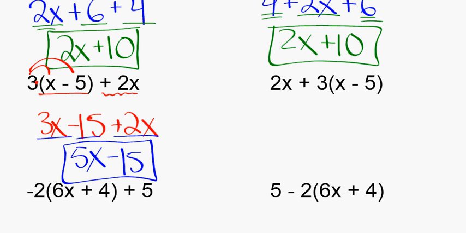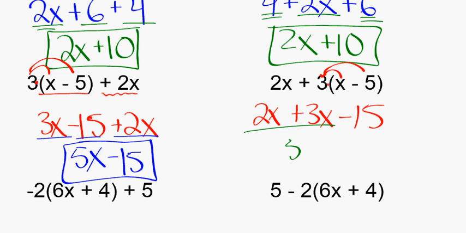So in the other example, you're going to follow the same process. Go ahead and distribute your 3. That 2x out front does not change, and you have 3x minus 15. Once again, the 2x and 3x are your like terms, and that negative 15 is unchanged.